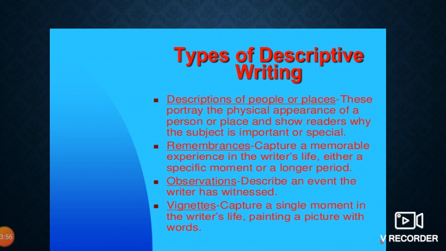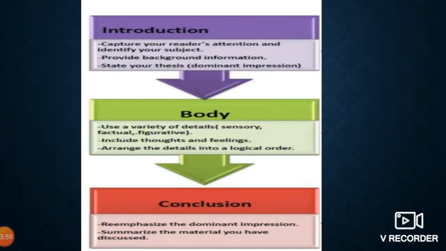Now, what will be the process? Very simple, very easy. First one is introduction. Fine. So, as we said, suppose you are going to write on Pune city. So, introduction: capture your reader's attention and identify your subject. Here, the introduction will be regarding Pune. Provide background information, means why you chose that particular city, and state your thesis. Thesis means your project, your information.